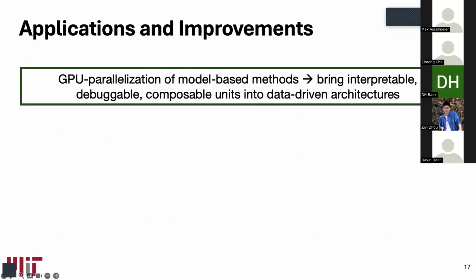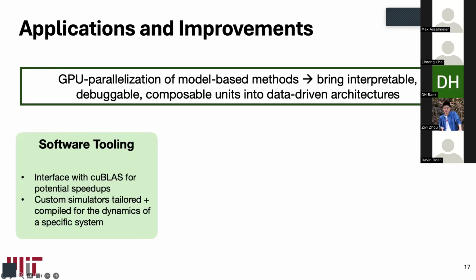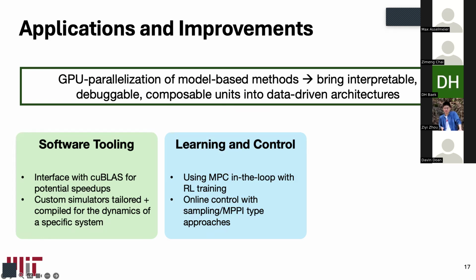To wrap up at least this section about parallelization and why it could be useful, the whole point of why we might want to bring GPU parallelization to modern learning paradigms is this: let's try not to rely on end-to-end architectures as much, but using our prior model-based knowledge that we've spent a lot of time building up, can we somehow embed interpretable, debuggable, composable units into these data-driven architectures so we can still maintain some sense of engineering in our controllers?